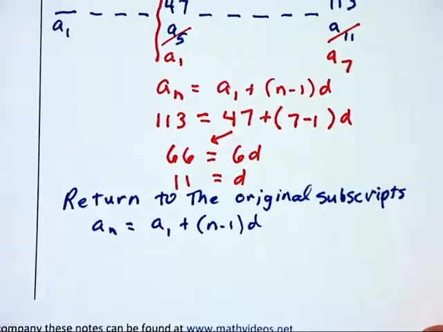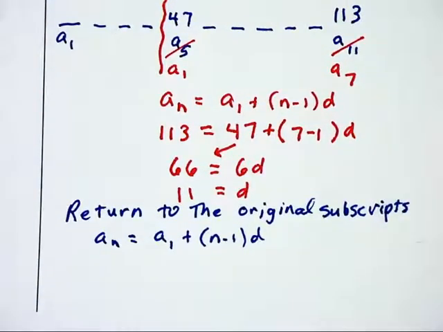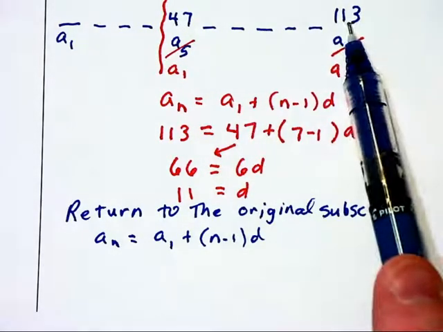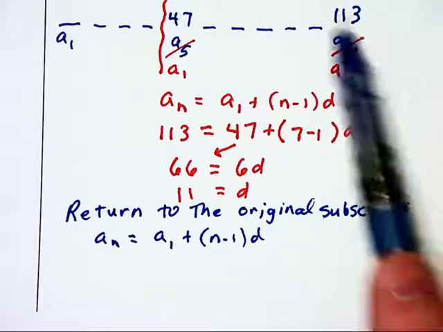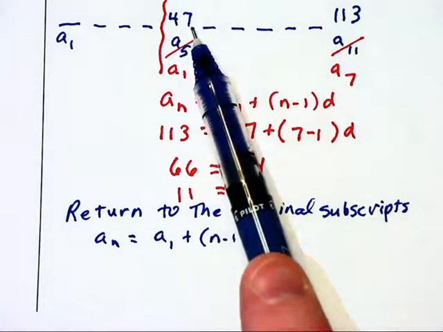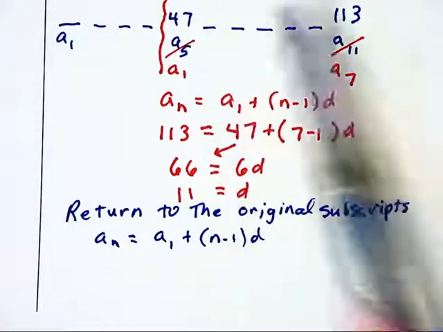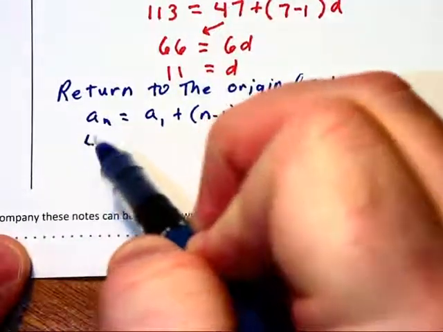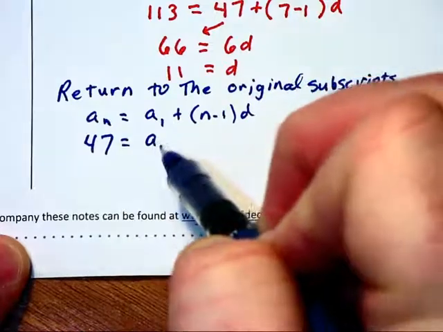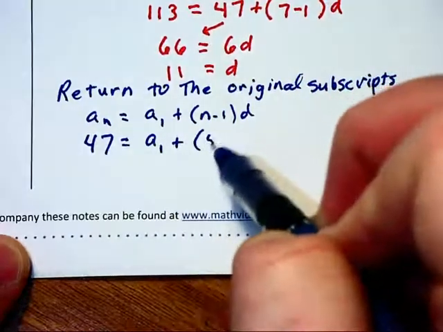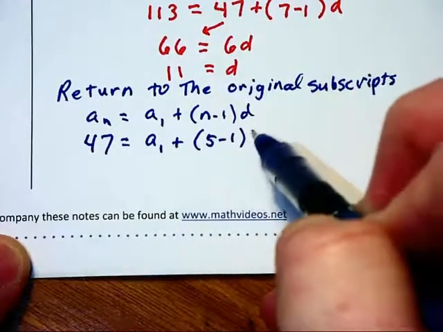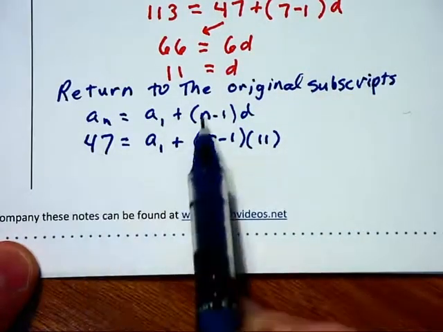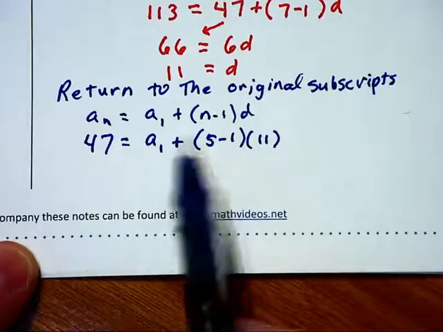Now you have a choice on what you want to be your nth term. Do you want to use 47 as the 5th term or 113 as the 11th term? I think it's a lot easier to use the 47 because that number is smaller. So we are going to say the following. 47 is going to equal the first term plus 5 minus 1 times d, which is 11. Since 47 was the 5th term, we substituted in n equals 5.